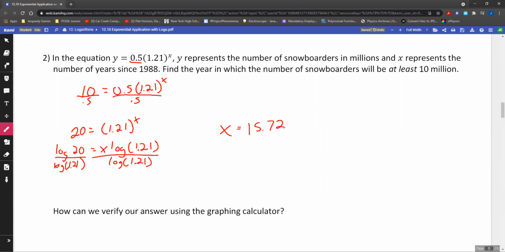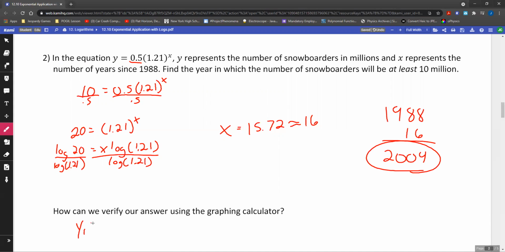So I get, in this year, this rounds to about 16. So starting from 1988, I add another 16 years, and I get the year being 2004. Again, how do we verify the answers? The same exact thing. We set our two equations, y1 equal to 0.5 times 1.21 to the x, and y2 to be equal to 10. And we just find the point where they're going to intersect.